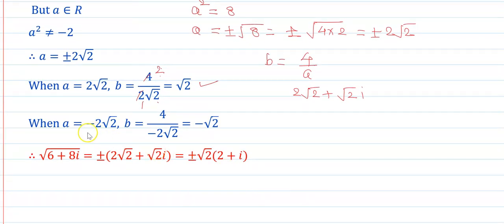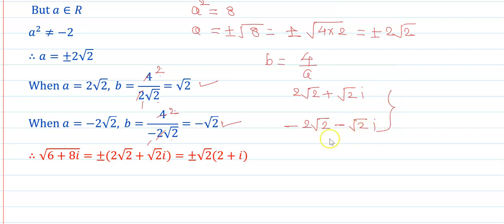And what about the second? a is equal to minus 2 root 2. Therefore b is equal to 4 upon minus 2 root 2. Again 2 ones are 2 and 2 twos are 4, 2 upon root 2. Again 2 upon root 2 means what? 2 means root 2 into root 2. One root 2 will cancel, you will get minus root 2, and hence the root is minus 2 root 2, and here is minus root 2 i.